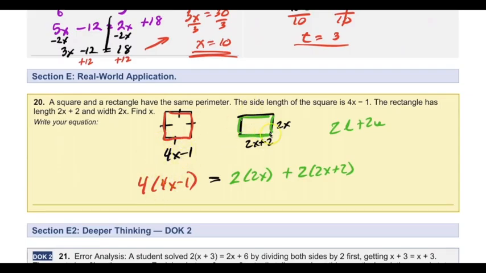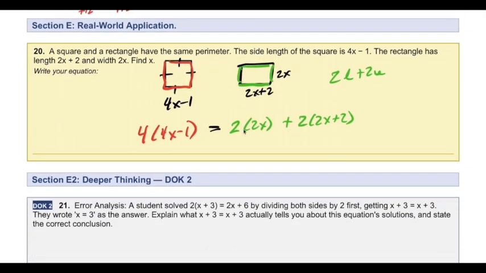Perimeter of the rectangle will be 2x plus 2 plus 2x plus 2x plus 2 plus 2x. Anyway, let's do more math way. Let's simplify this. Distribute. I'm going to write it over here because I'm running out of space already. 16x minus 4 equals, that's this times this times this. Over here, let me simplify this.